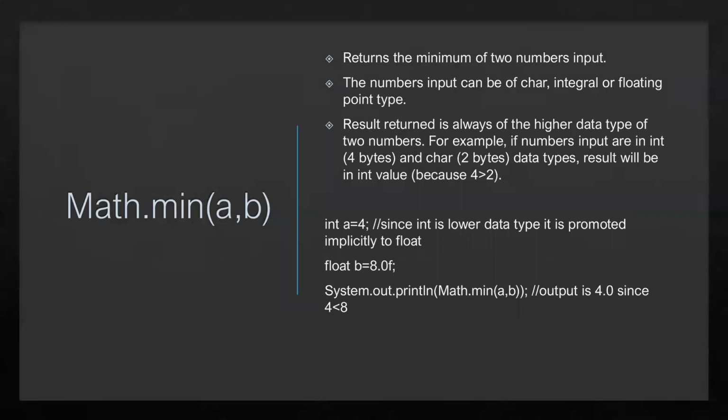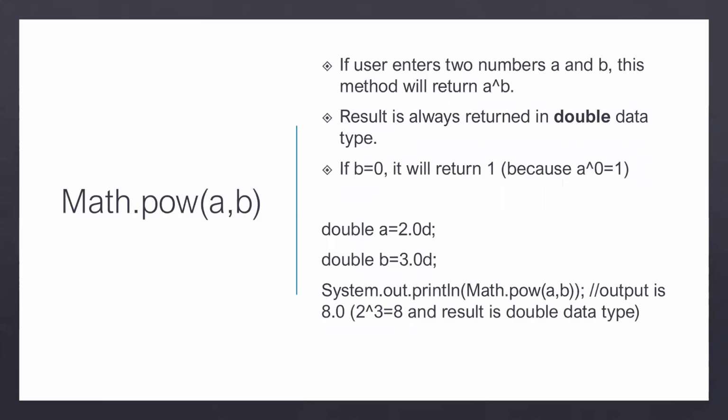The opposite of this is Math.min, which returns the minimum of the two numbers input. Again, the numbers can be char, integral, or floating point, and the result is always the higher data type. So here we can see int a is equal to 4 and float b is 8.0. Now the output will be 4.0 since float is a higher data type and 4 is less than 8.